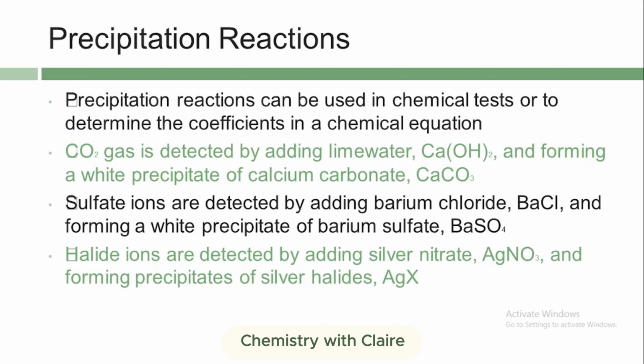And also in the case of identification of halide ions, we add silver nitrate, which forms a precipitate of white, cream to yellow, depending on the halide that is present. So precipitation reactions can be used to identify anions.